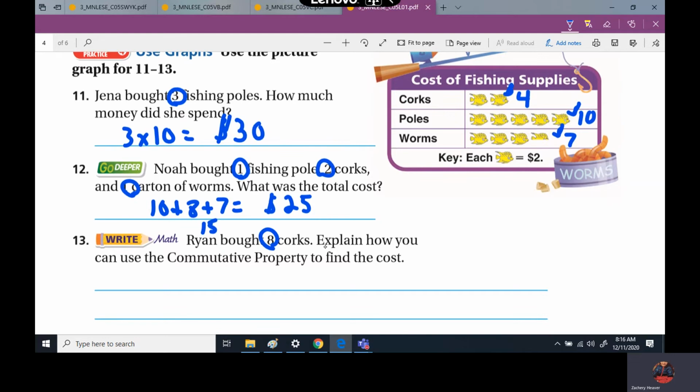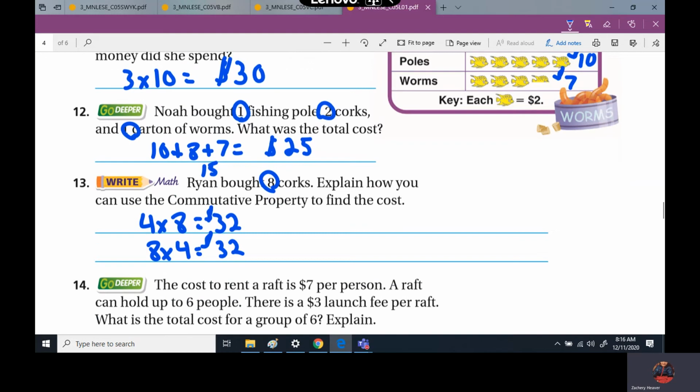Ryan bought 8 corks. Explain how you can use the commutative property to find the cost of the corks. Well, we know commutative. So corks cost $4, and he bought 8 of them. He bought 8 at $4. This is the commutative property. They can switch places, but they will still equal the same. 4 times 8 is the same as 8 times 4.